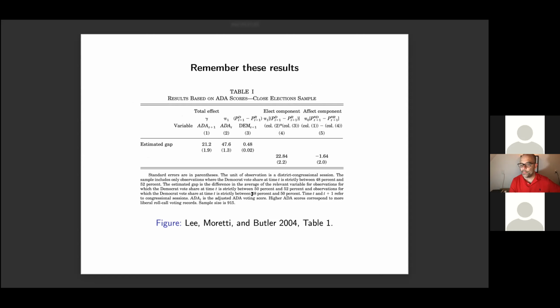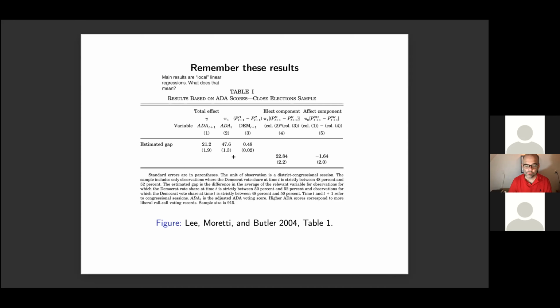So here is table 1 from the paper. This is the main results. Main results are global regressions. Actually, no, let me take that back. They are local linear regressions. What does that mean?